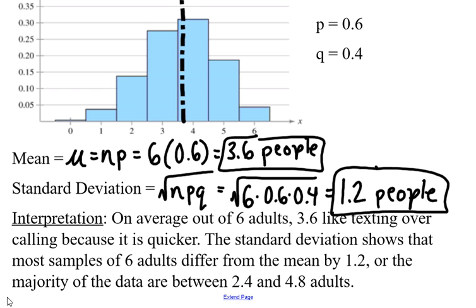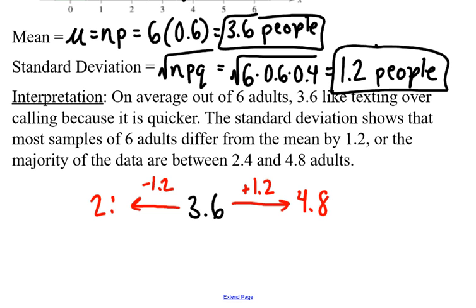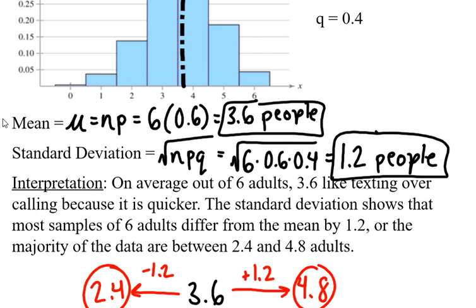The standard deviation shows us that most samples of 6 adults differ from the mean by 1.2, which means the majority of the data are going to be between 2.4 and 4.8. Where did I get that? I got that from taking the mean, 3.6, and the standard deviation tells me if I go above it by 1, so one standard deviation above would be add 1.2. That's where I get to 4.8. If I go below the mean by 1 standard deviation, subtract 1.2, I get 2.4. If I am within 1 standard deviation, I'm in between 2.4 and 4.8. That means I should capture the majority of the data.